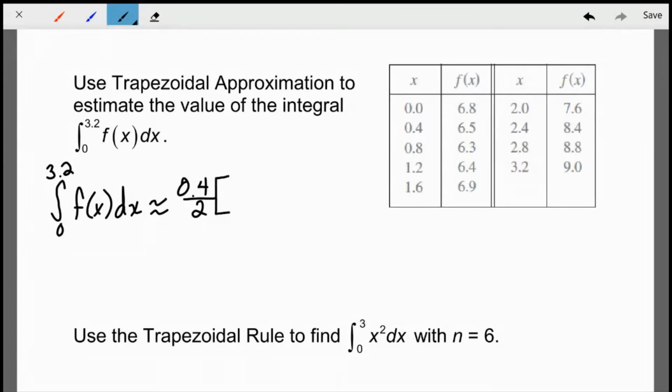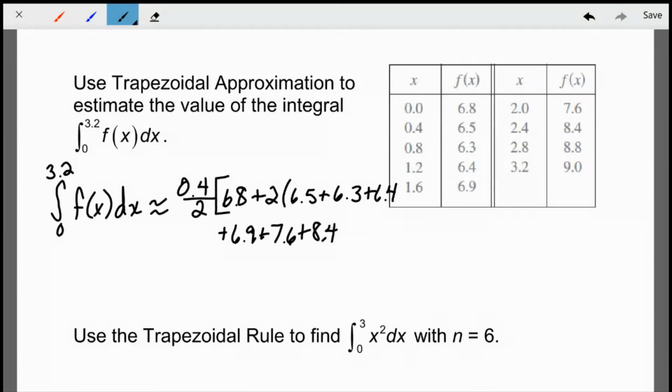And then that's going to get multiplied by, the first term would be 6.8. That would be one of the bases of the first trapezoid. And then remember, the 6.5 is going to show up in the next two. So what I'm going to do, knowing that all of these terms in the middle are going to get multiplied by 2, I'm going to have my 6.5 plus my 6.3 plus 6.4 and so on, plus 6.9 plus 7.6 plus 8.4 plus 8.8. Those are all multiplied by 2. And then I have plus, that last term is only in one of the trapezoids. So plus 9.0 just shows up one time. So again, notice the first term and the last term are there once. All of the other terms are multiplied by 2.